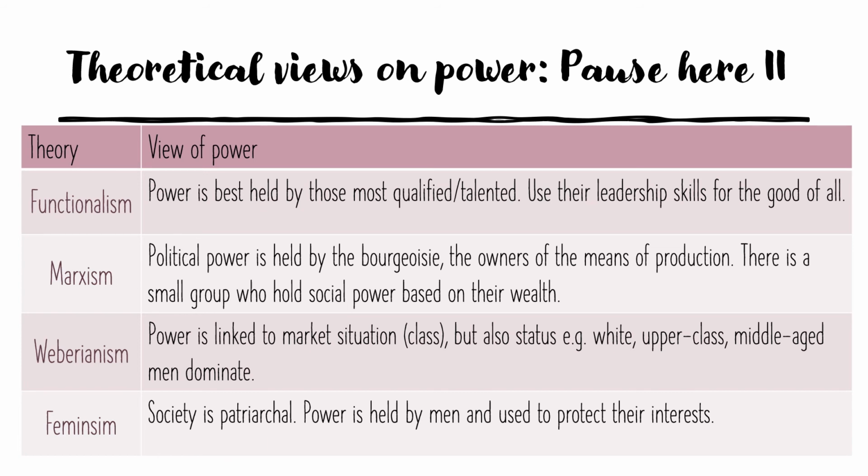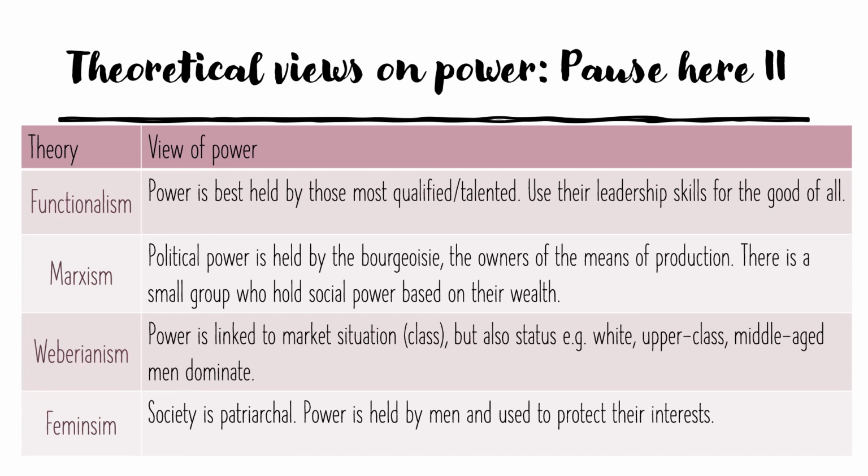Marxists argue that political power is held by the bourgeoisie. So if you own the means of production, you also own the power in society. And they would argue, and it's exactly a repeat of what we've talked about before, there's a small group who hold society's power, and they get that from their wealth. They get that because they own the means of production, they own the land, they have the money, they have the capital, they have the buildings, they employ people, and that gives them power.